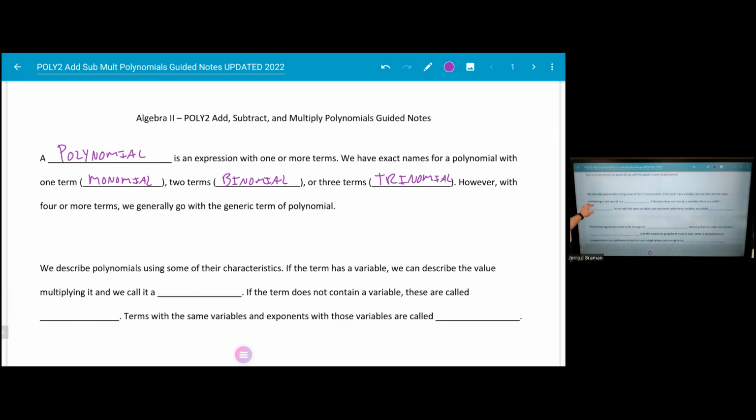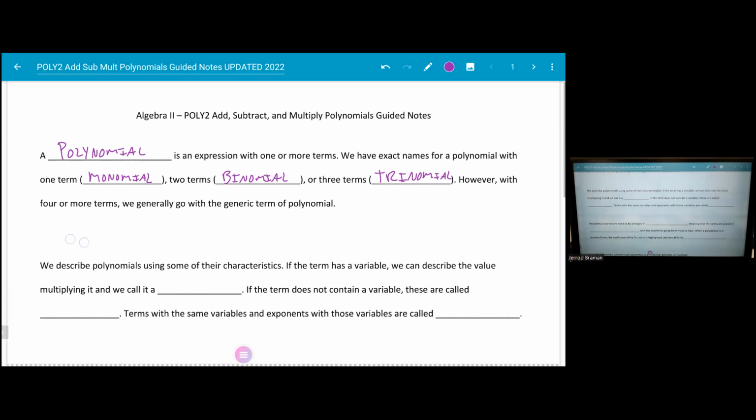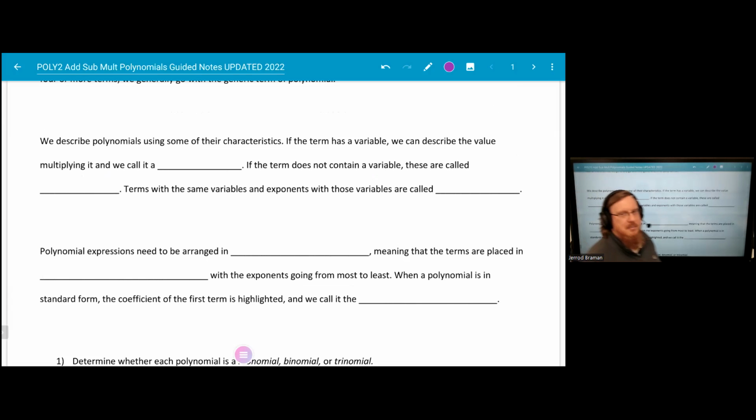What we're going to do, though, is look at some of the characteristics. If that term has a variable, we can describe the value multiplying it. We call this a coefficient. It's going back to some good words here, definitions. Coefficient. If the term does not contain a variable, just a number, we call those constants.